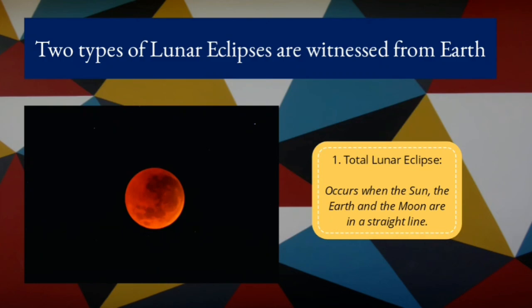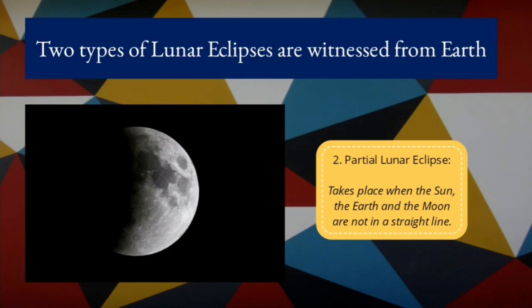There are two types of lunar eclipses, total and partial. What was the order for lunar eclipse? Sun, earth, and moon. Number 1, sun. Number 2, earth. And number 3, moon. So, when does a total lunar eclipse occur? When the sun, earth, and moon are in a straight line.